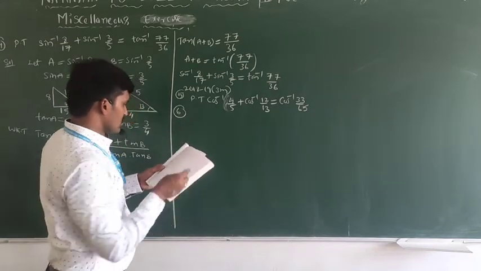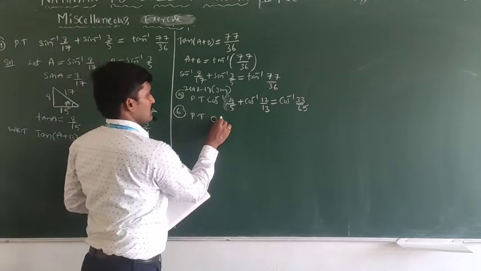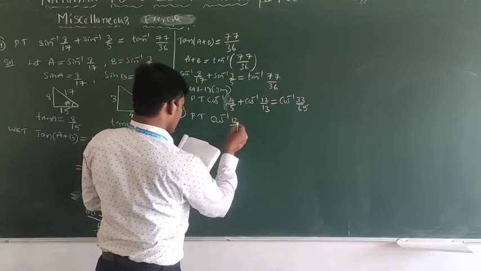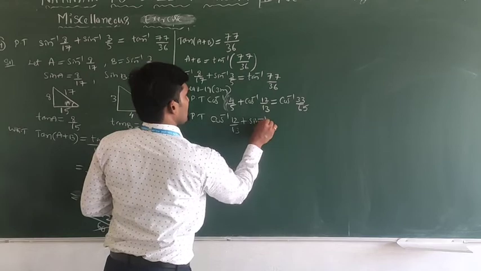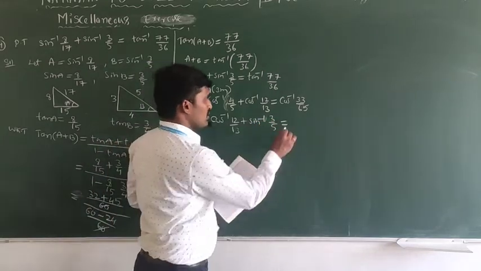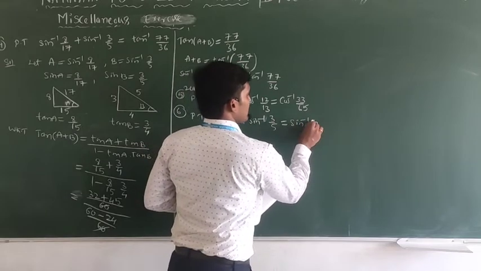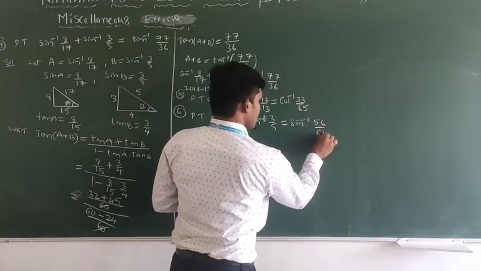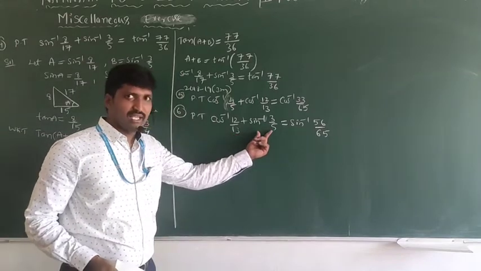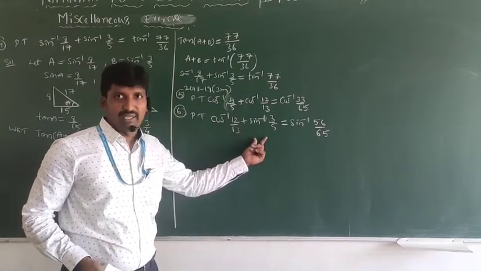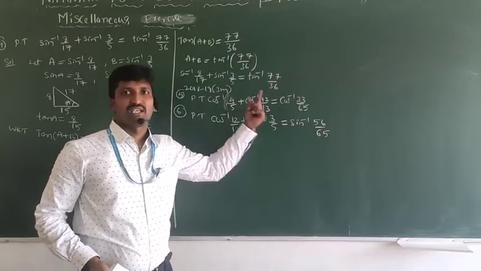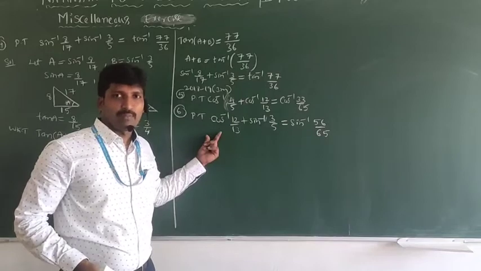Next, sixth question. Prove that cos inverse of 12 by 13 plus sin inverse of 3 by 5 equals sin inverse of 56 by 65. From this, after assuming here A and this is B, we will get cos A and sin B. But in which form is the right side? Sin inverse. That means we need to use the sin of A plus B formula.